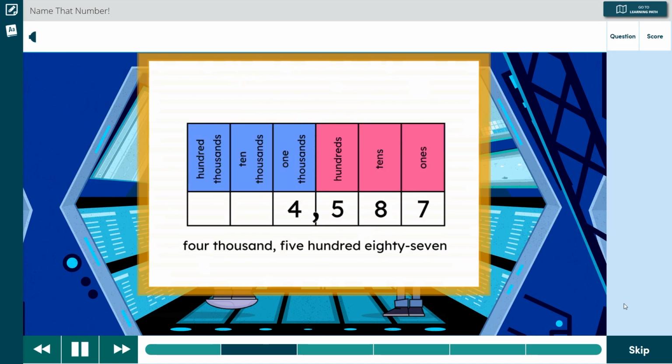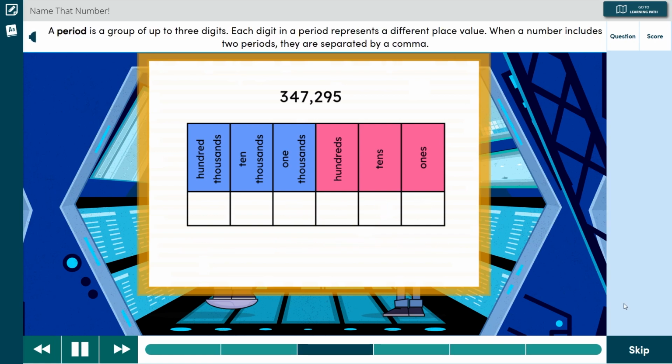In both forms, the digit 4 is in the thousands place. The digit 5 is in the hundreds place. The digit 8 is in the tens place. And the digit 7 is in the ones place. Read the number from left to right. It's helpful to read the digits in groups that are separated by commas.